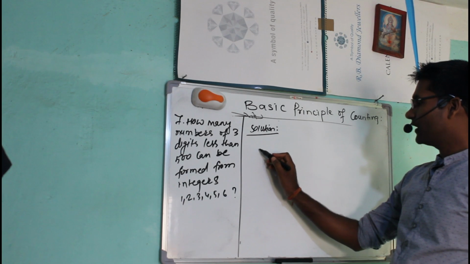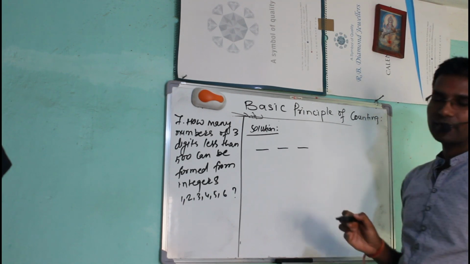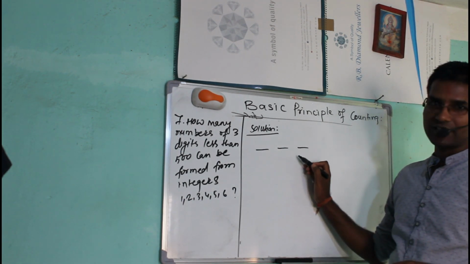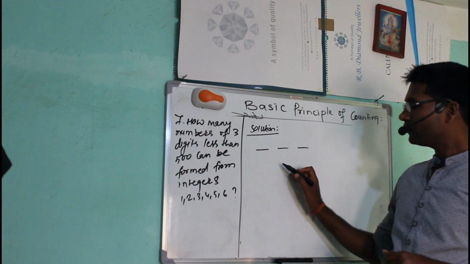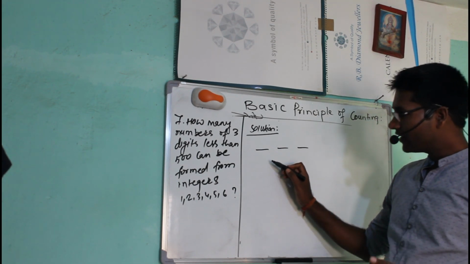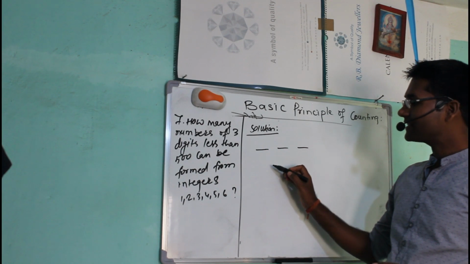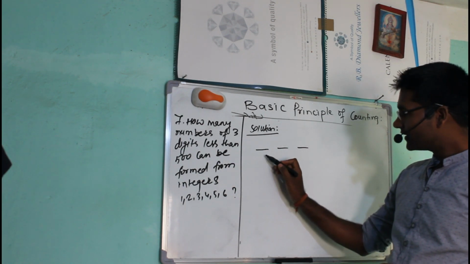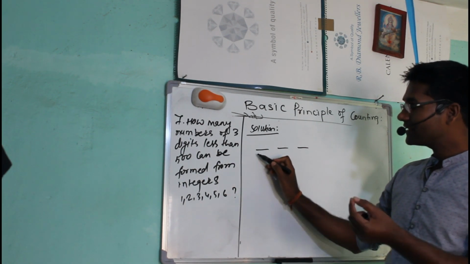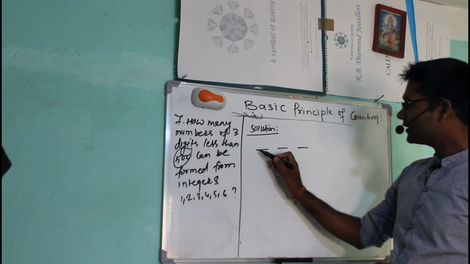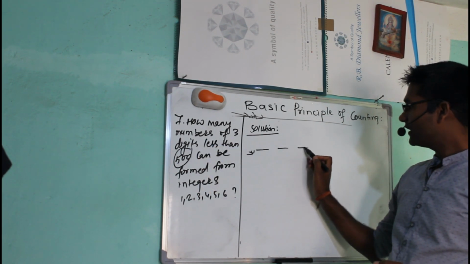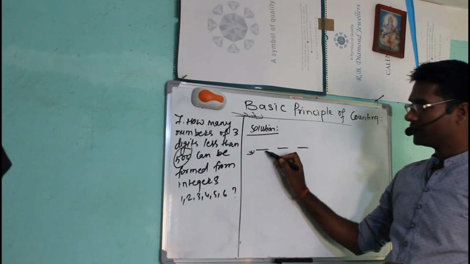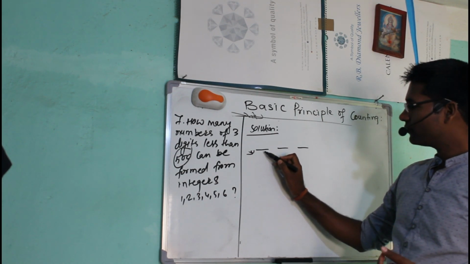3 digits means, see here, 1, 2, 3. Let's place here 3 spaces. 3 digits means 3 spaces. Now we have to form a number which is always less than 500. So let's talk about the condition for this third place, that means the unit, 10s and 100s place. For 100s place, how many choices will be there?